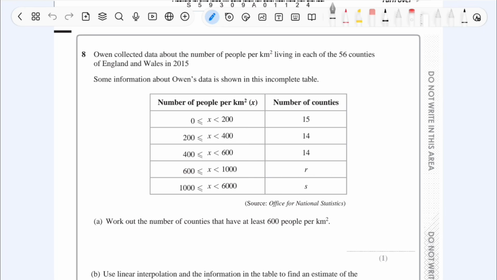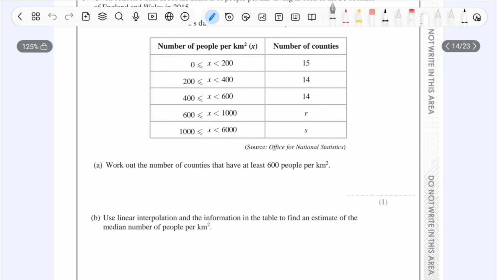Owen collected data about the number of people per kilometre squared living in each of the 56 counties of England and Wales in 2015. Some information about Owen's data is shown in this incomplete table. So this is a grouped frequency table, as we have our class intervals here and our corresponding frequencies here.